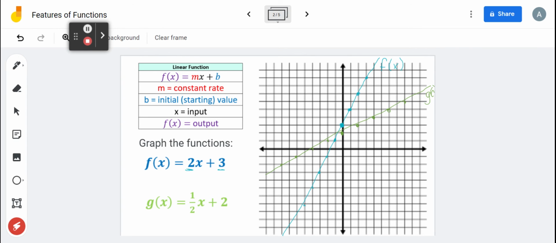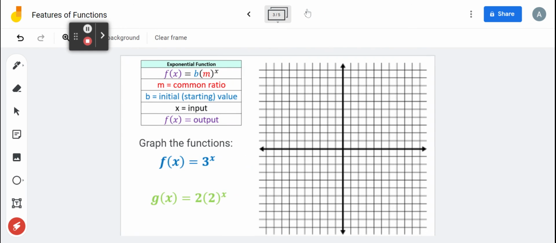And so what that does is the g of x and f of x just tells us which function or line we're looking at. Everything else is just very similar to an equation. So this is for a linear function. So let's look at an exponential function. Same thing here. We have m as our common ratio. We have a ratio instead of a rate. B is our initial value or our starting point, y-intercept, x is our input, f of x is our output.